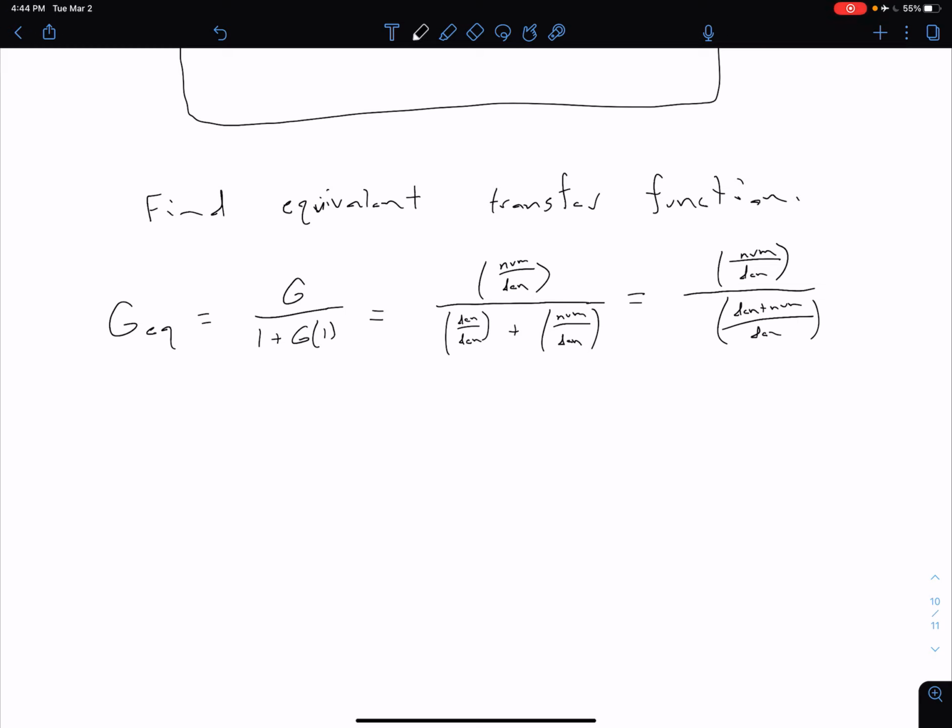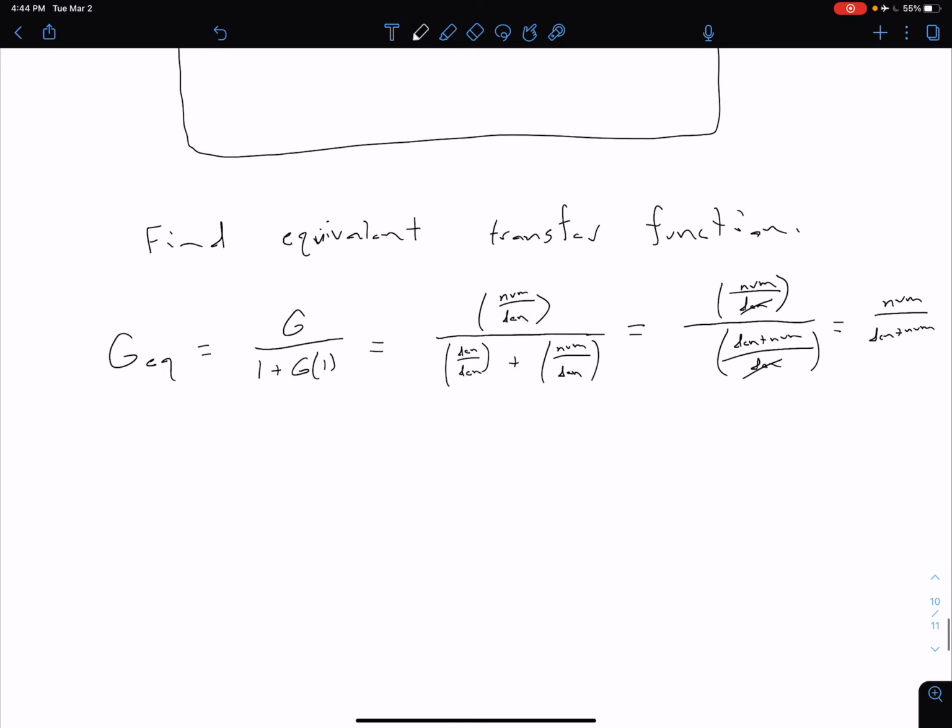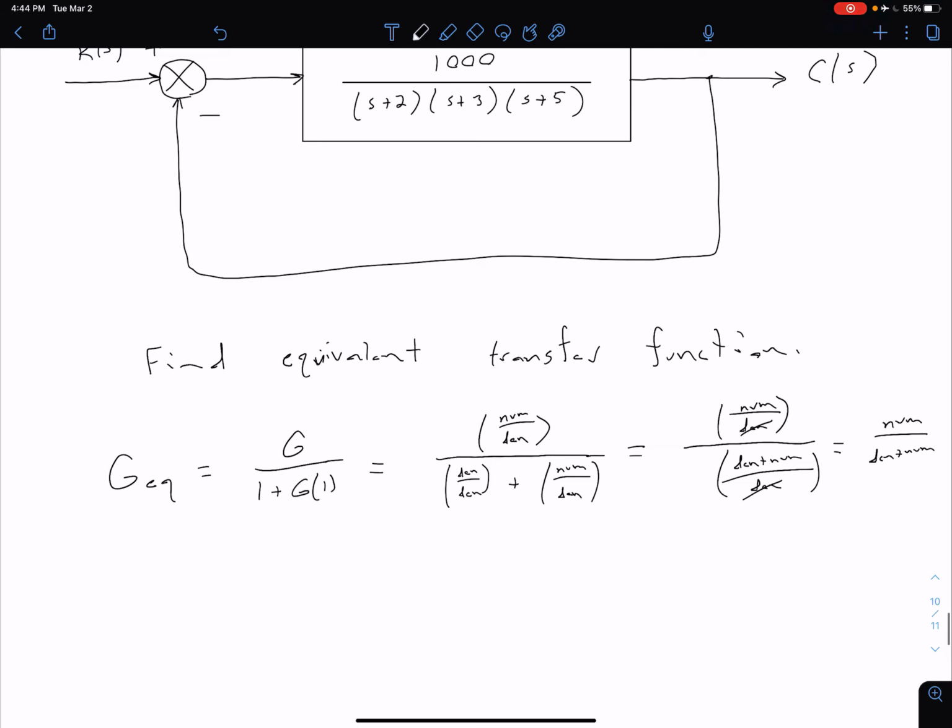Lots of denominators and numerators floating around. Hopefully that wasn't too difficult to follow. But now we can cross out these two, and what we're left with is just numerator over our denominator plus our numerator. And that's an easy way to deal with these unity feedback functions. That only applies if we have unity feedback, so we don't have any gain in our feedback path.